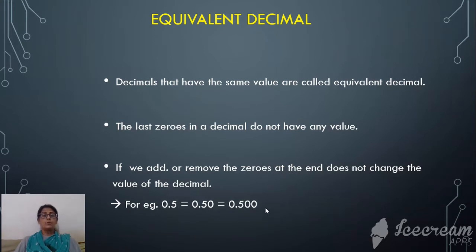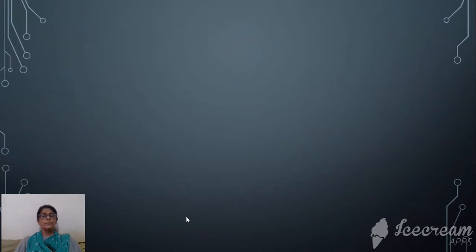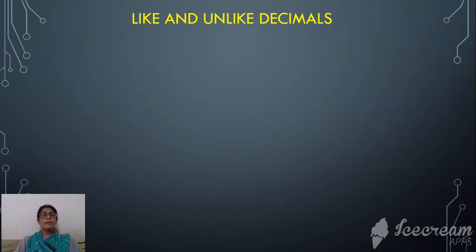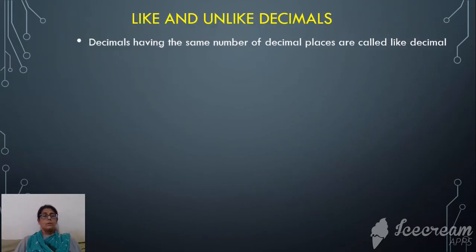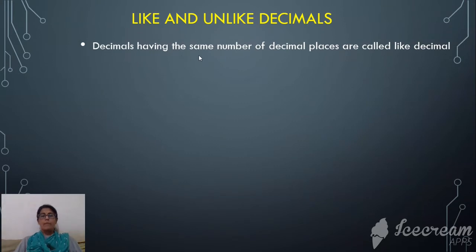So the decimal values should be equal. Understand? Now, like and unlike decimals. The decimals having the same number of decimal places are called like decimals.